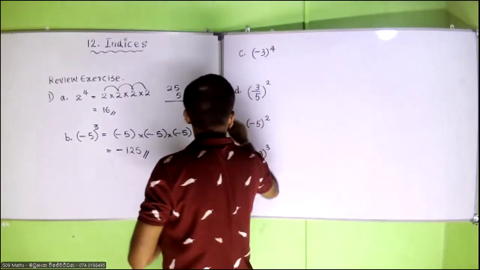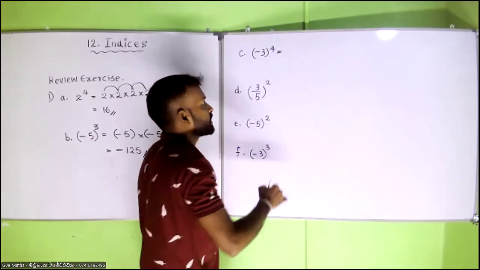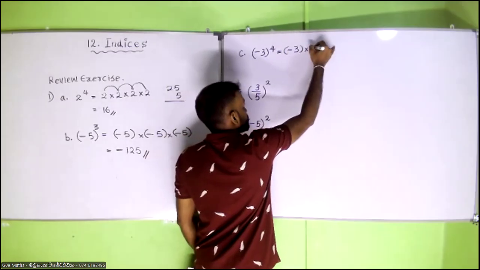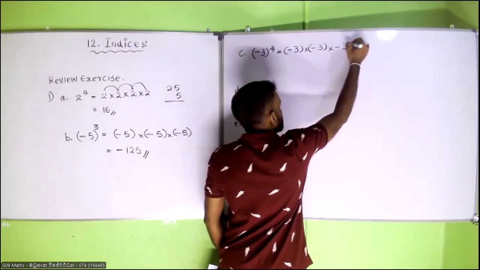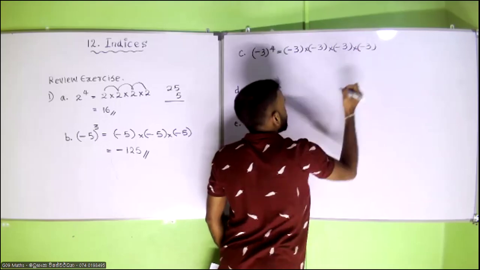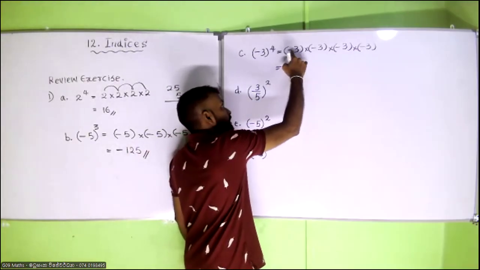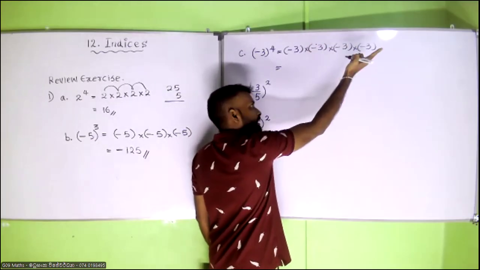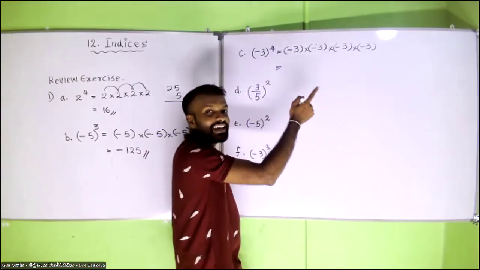I'll do it. So here, first of all, what you need to do is expand. -3, you have to multiply it repeatedly 4 times. 1, 2, 3, 4. First of all, deal with the sign. Negative into negative, positive. Positive into negative, negative. Negative into positive, positive. Sorry, negative into negative, again positive.